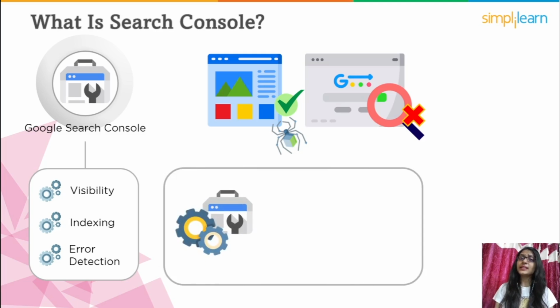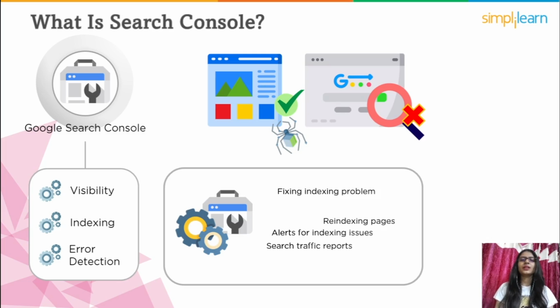Some other technical aspects of Search Console include fixing indexing problems, sending the updated content or pages for indexing, generating search traffic reports, generating alerts if there are any issues related to indexing or any other issue, getting the list of sites linking to your website, keeping track of mobile usability, AMP pages, and more. So now it is the right time to understand how Search Console works.